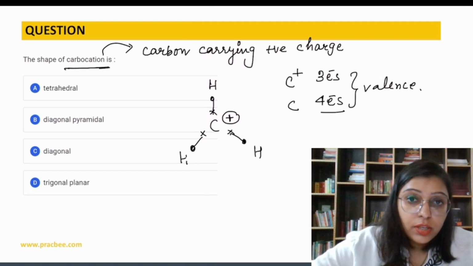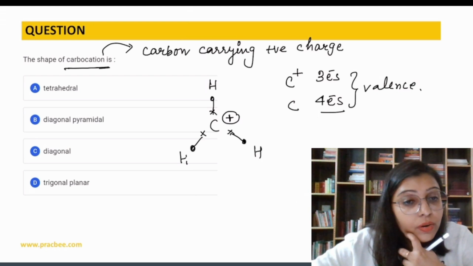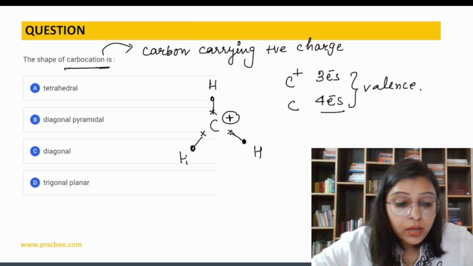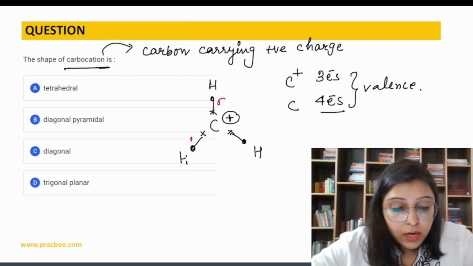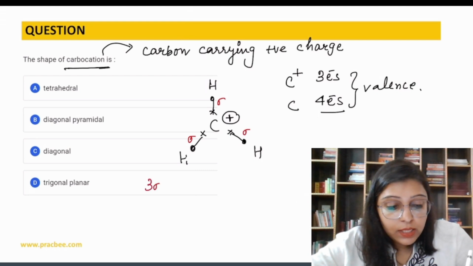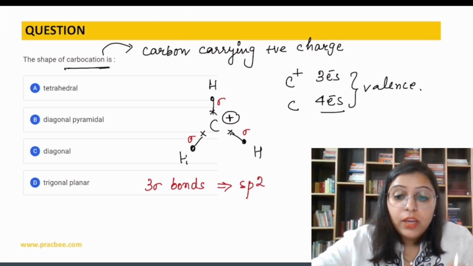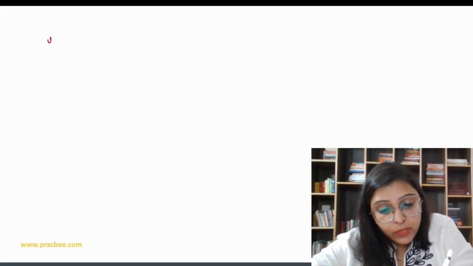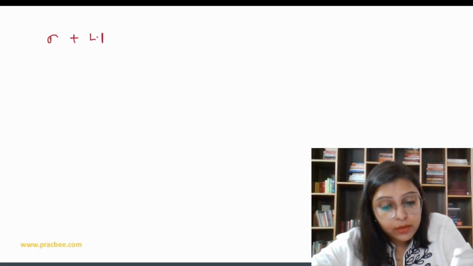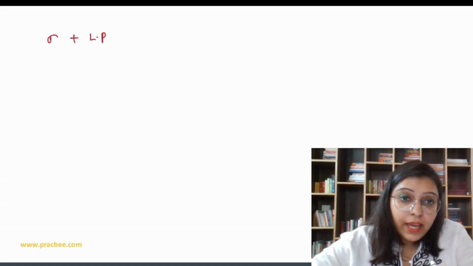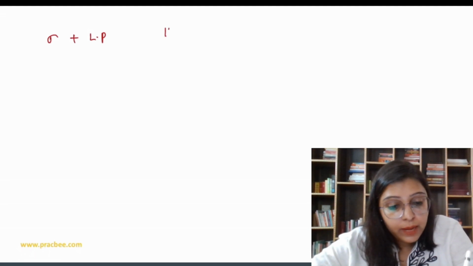If you know the structure, then you have to calculate the number of sigma bonds and lone pairs in order to find out the hybridization. If you see over here, we have 1, 2 and 3 sigma bonds. So 3 sigma bonds means sp2 hybridized. If you know the sigma plus lone pair summation, then we can also find out the hybridization.